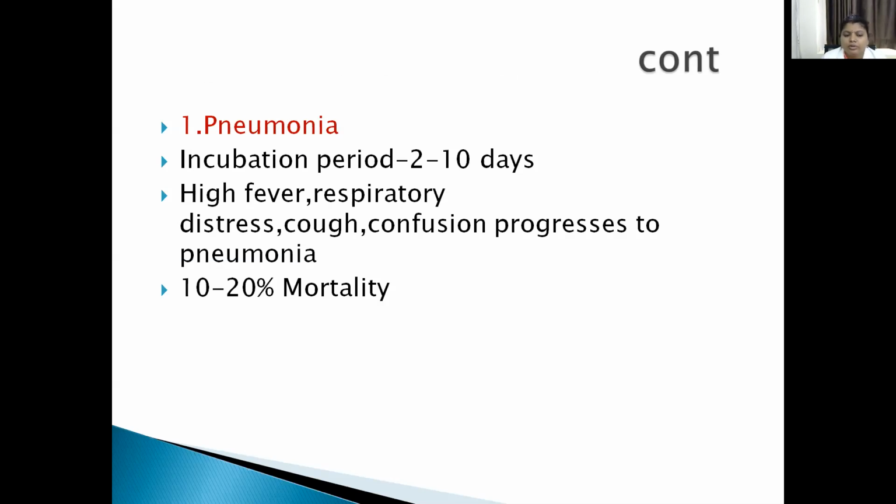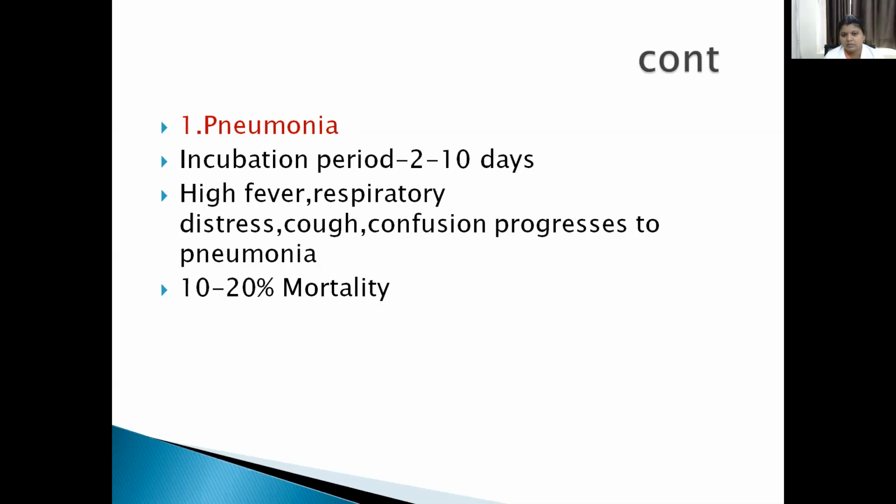It exists in two forms: Legionnaires' disease, and another one is Pontiac fever. Here in Legionnaires' disease, the person acquires the infection by inhalation of aerosols produced by cooling towers, like cooling towers and air conditioners.